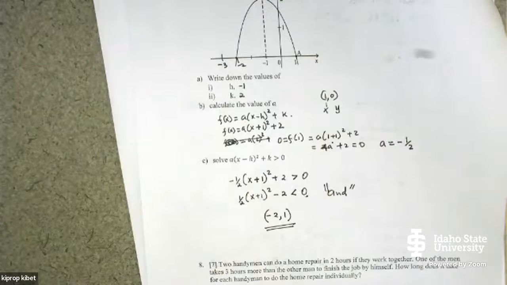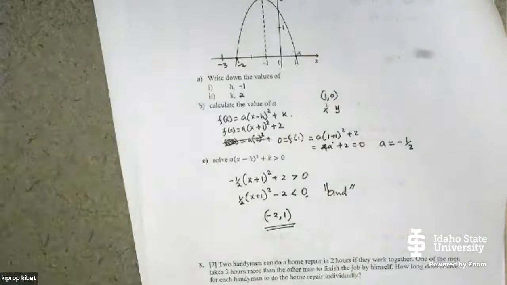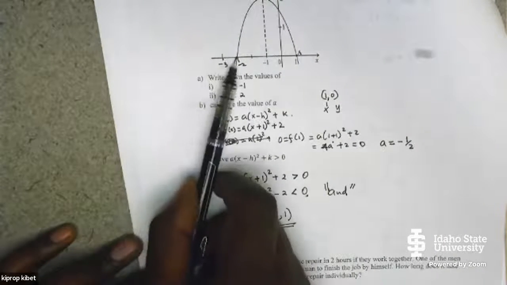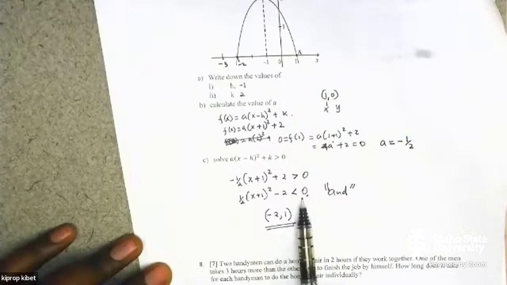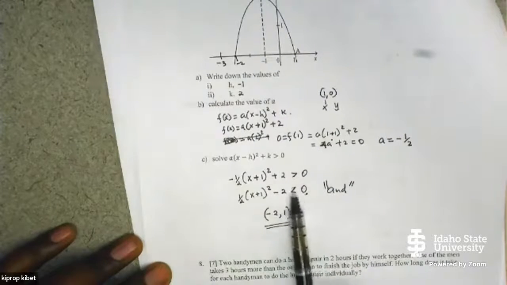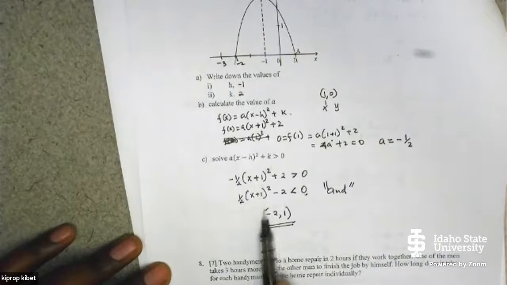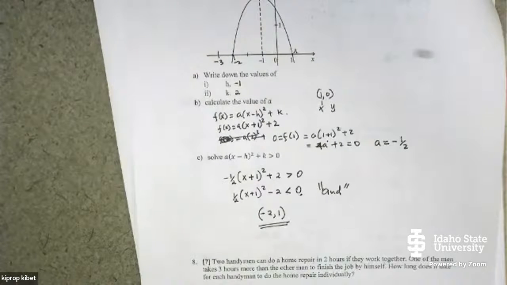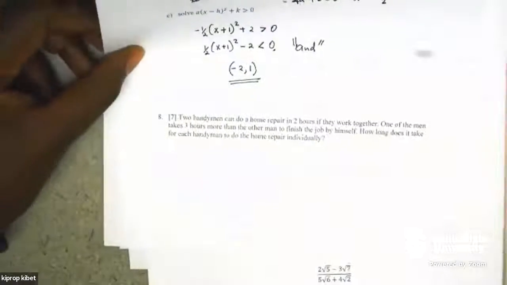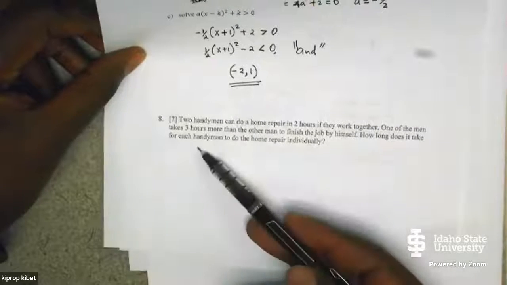So instead of testing anything there, if you have a graph like this, you just look at this region and this one, and since this one is not included, it means it is just the parenthesis, then -2. Any question after that?